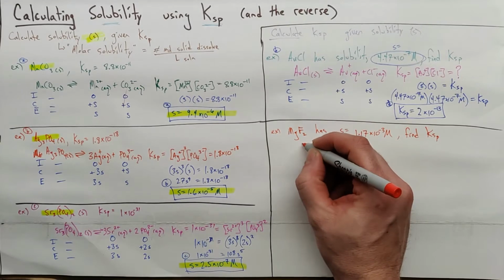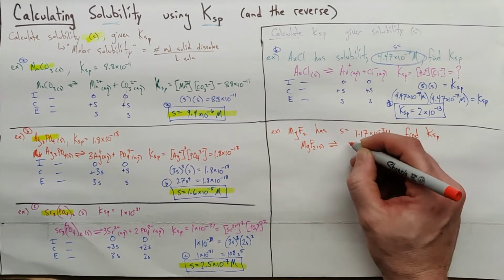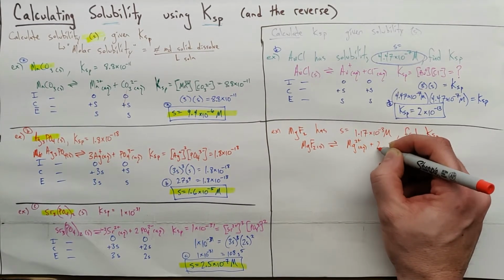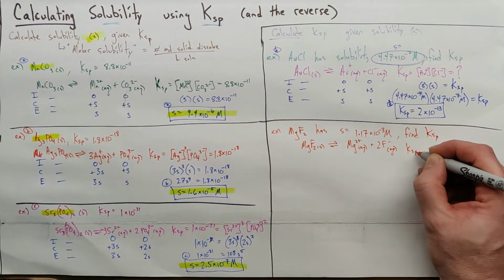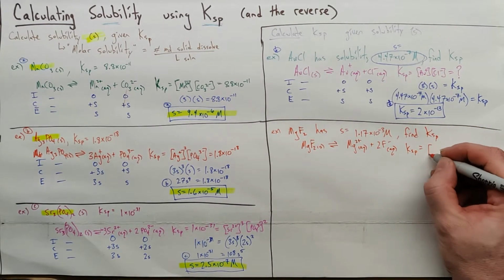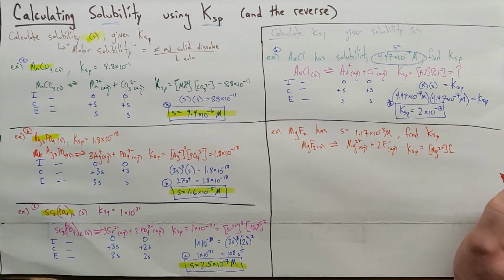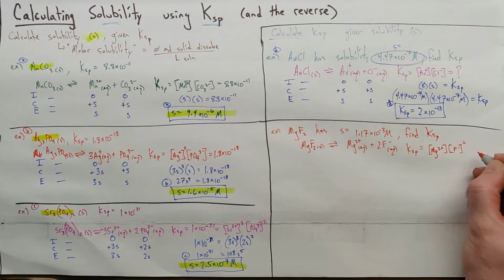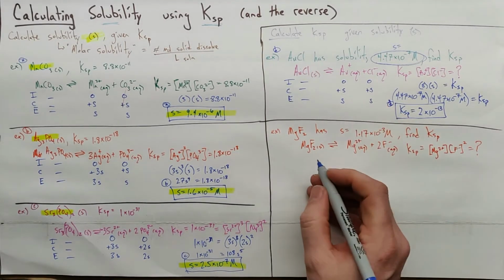In this case, that's MgF2. Magnesium ions and 2 fluoride ions. Our Ksp is supposed to be the magnesium ions. And this is where it's slightly different than the previous example. We have our anion, but we have 2 of them. And I'm still looking for that Ksp value. From there, everything's exactly the same.